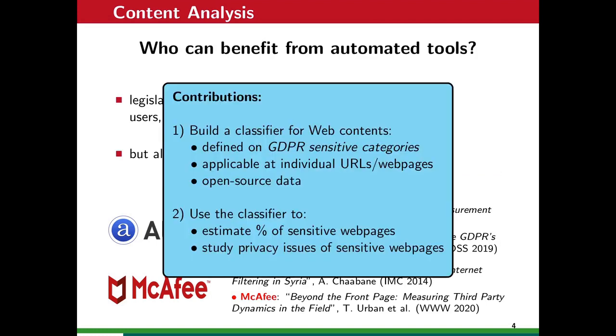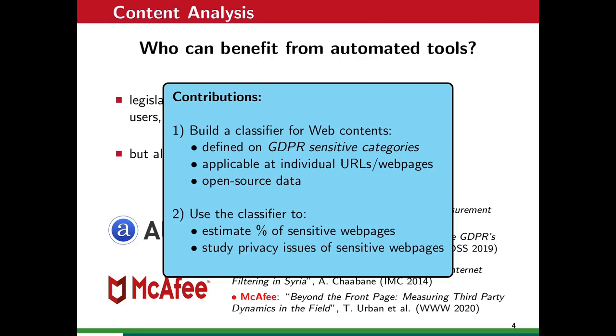In an attempt to overcome the lack of freely available systems for categorizing web content, we decided to create one. We use GDPR as a model to define the categories that our classifier can detect. And we chose such categories because of the special requirements that are needed when service providers need to process data that belongs to those categories.